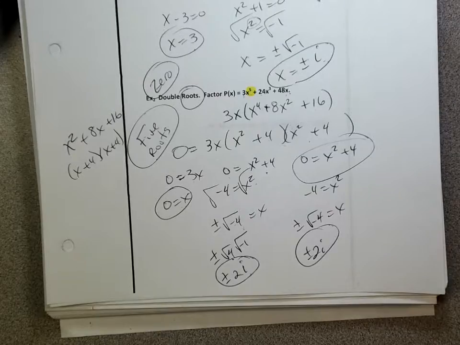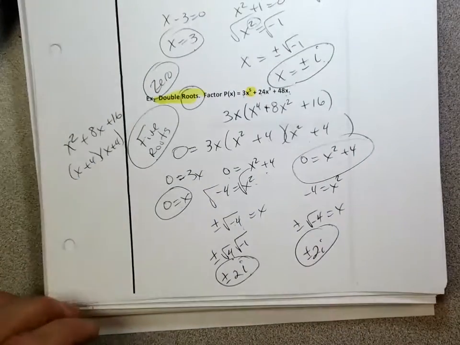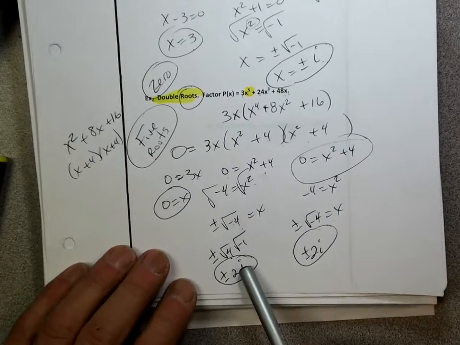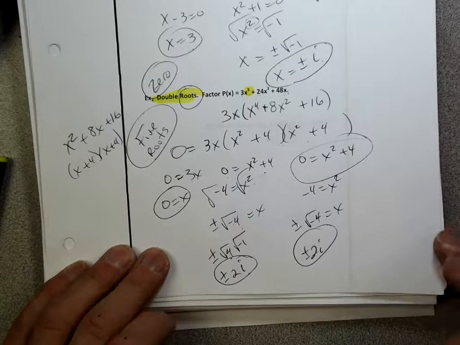We talked about the fact we have a double root. We've got a 2i, a 2i, and a negative 2i, and a negative 2i. Okay?